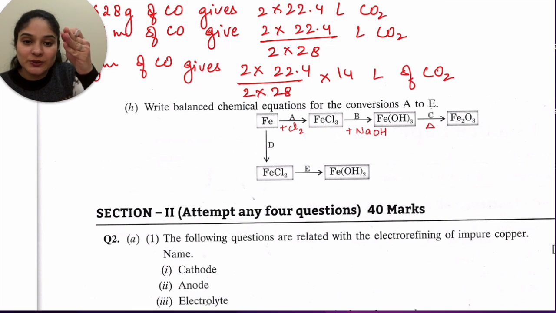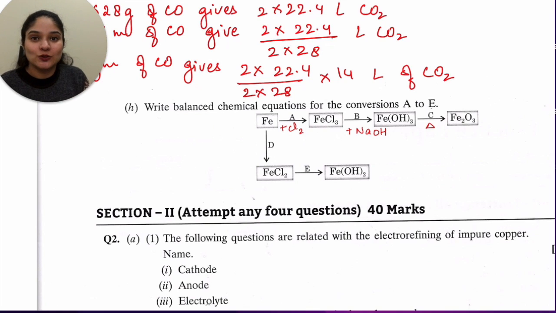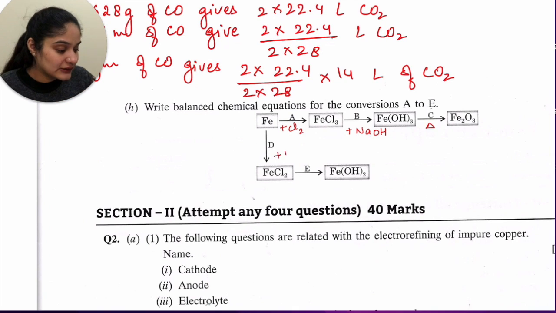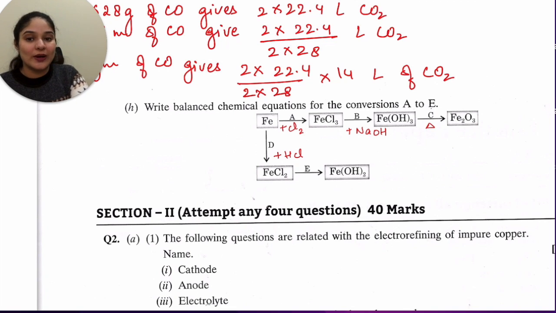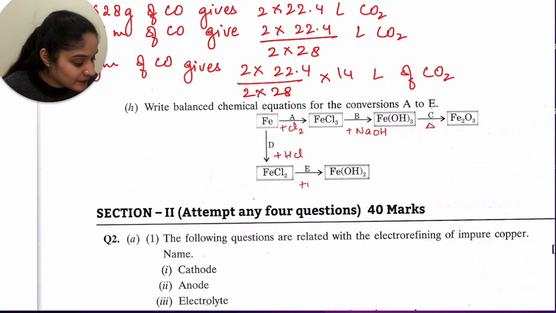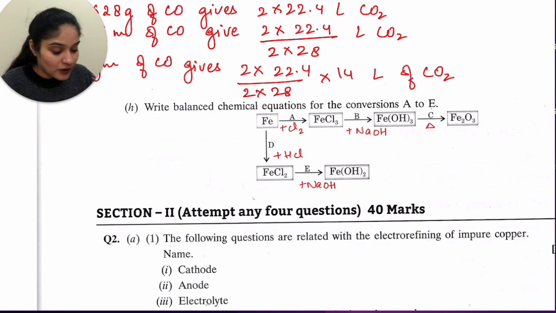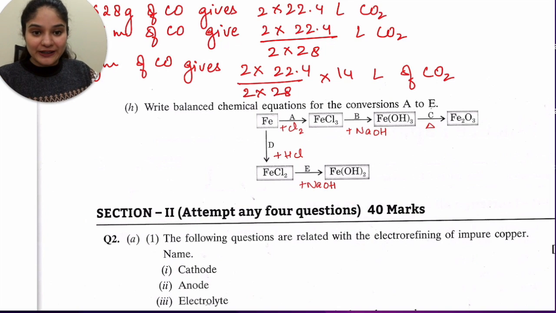So now coming to D. Now you have FeCl2. For FeCl2, we'll combine Fe with HCl. So add HCl here. Now you have FeCl2. Now we do the same thing: you react FeCl2 with NaOH and replace the chlorine with OH. So plus NaOH. Now let me give you the equations so you have a better idea about it. I won't be balancing them to save some time. You can balance them on your own.